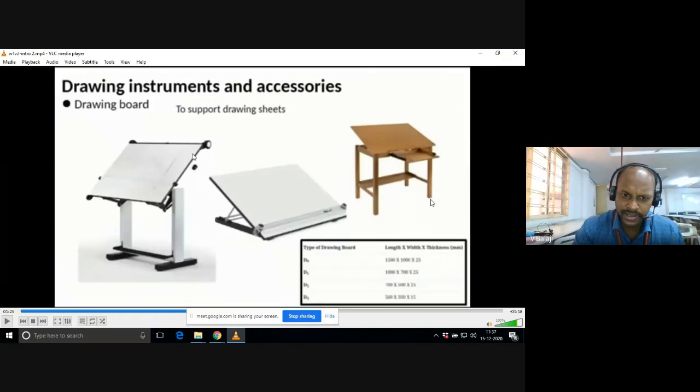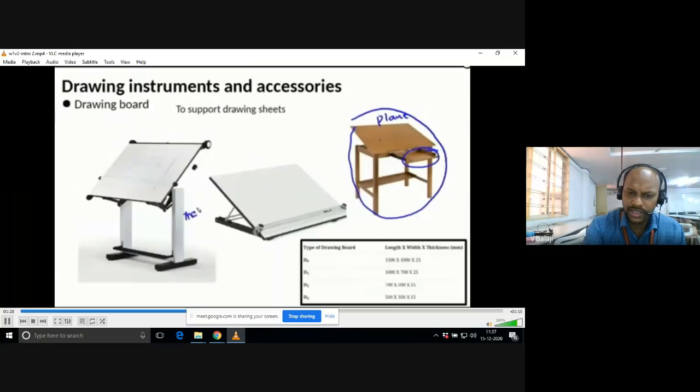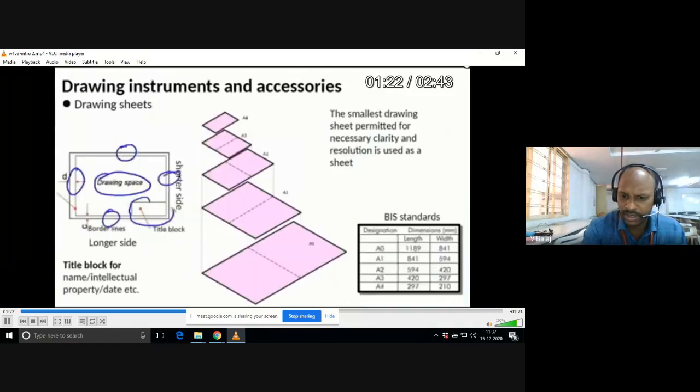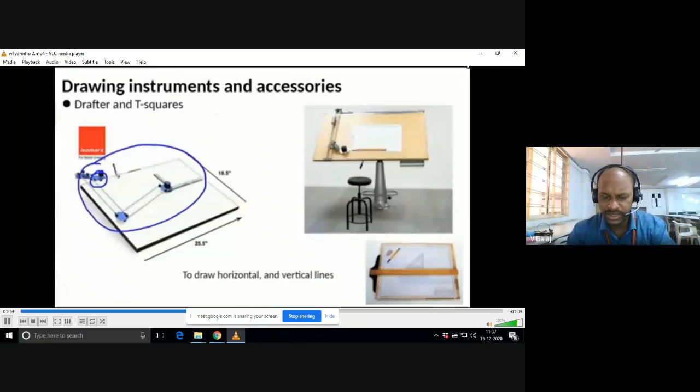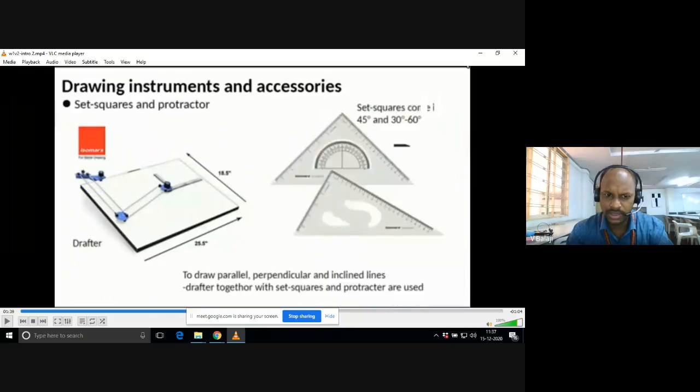On the drawing board, we need to use a drawing sheet. You have to fix the drawing sheet on it, right? I think I already explained drawing board sizes also: D0, D1, D2, D3. Importantly, here is the mini drafter. You buy it again; it is around 600 to 1,000 rupees according to the brand. Buy a good quality mini drafter.